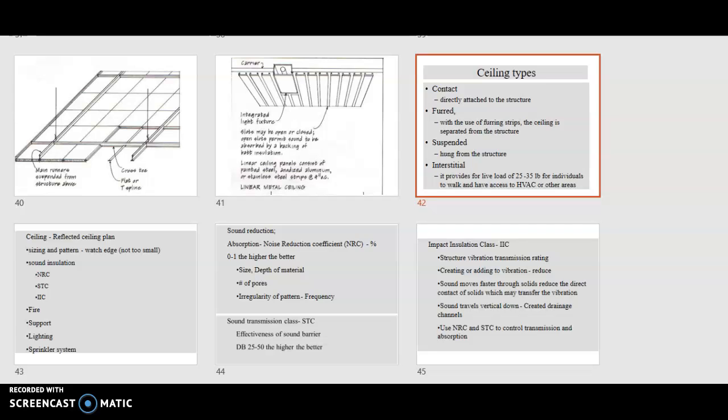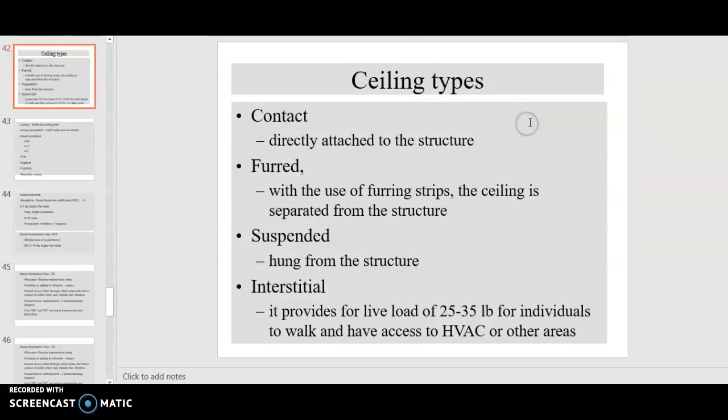Wrapping up Division 9, finishes, ceilings. We went over the ceiling types: contact ceiling, direct attachment of the ceiling finish material to your structure; suspended ceiling, providing space. Typically, we provide additional space to either create a different form or to provide space for lighting. Suspended ceiling also lets us run air ducts without having to worry about the amount of space that we have. It's very typical for suburban commercial projects.